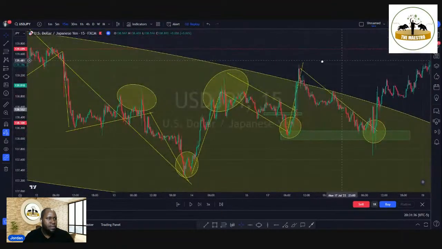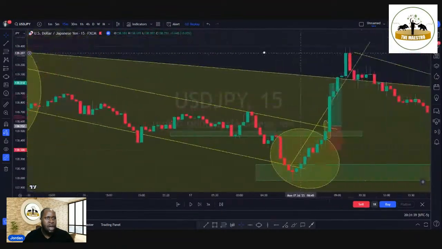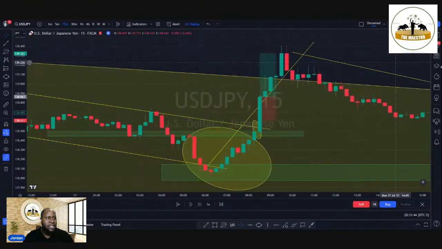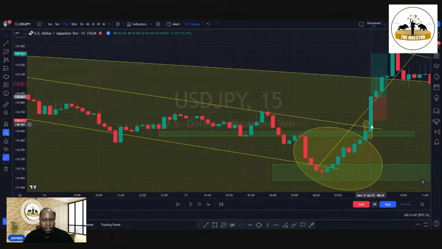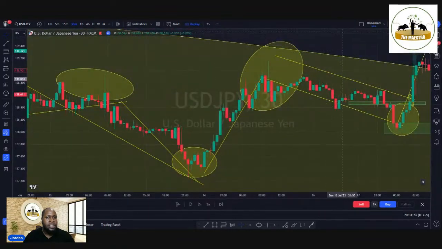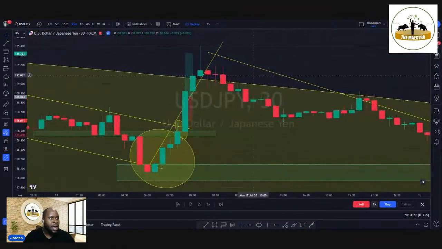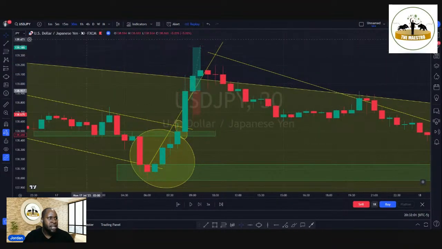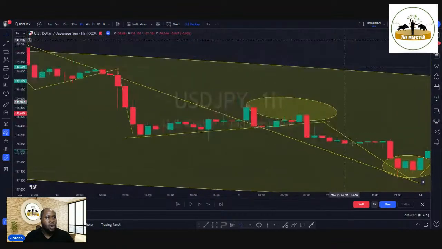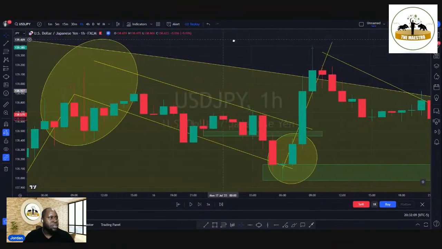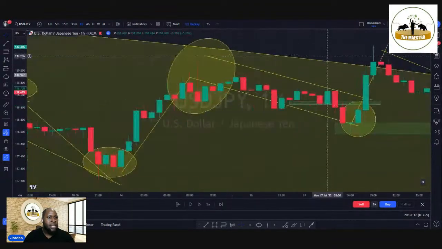If I went to the 15-minute and waited for the breaker structure, I would have had to take my entry, look, all the way up here, because that's where I see the breaker structure on the 15-minute. Or if I was trading this off the 30-minute, I would have to take my entry up here, right? Because that's the next candle. And if I was just trading based on what we saw on the 1 hour, then where am I taking my entry?